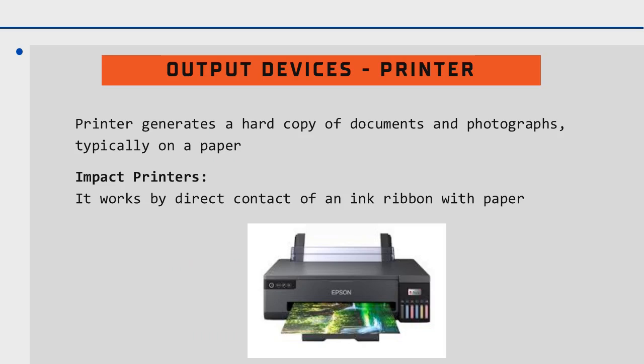Next, printer. Printer generates a hard copy of document and photographs, typically on paper. There are two types of printers, impact printer and non-impact printer. Now we will discuss impact printer. It works by direct contact of an ink ribbon with paper.